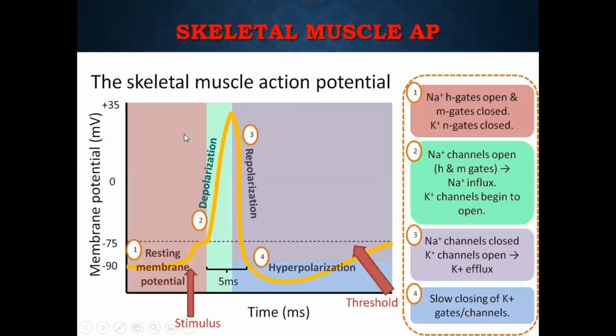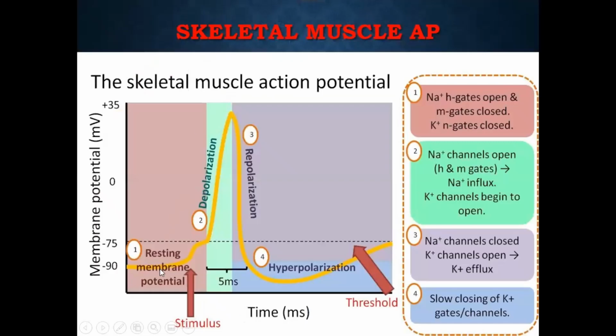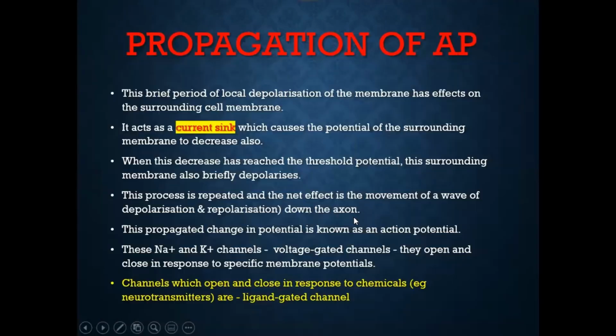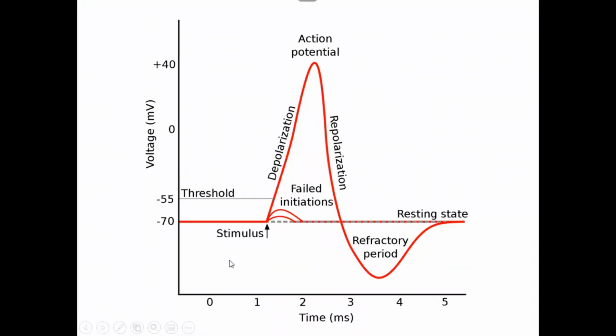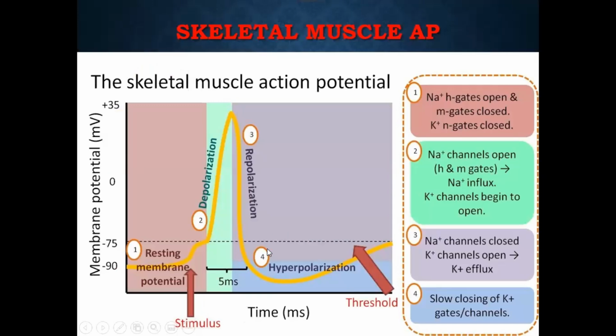Next. Okay, these are all peripheral nerve action potential. The skeletal muscle action potential is exactly the same morphology as your peripheral nerve action potential. But the only difference is your peripheral nerve action potential is very brief. If you look at it, from here to here is only 1 to 2 milliseconds. It's a very brief period of action potential. But your skeletal muscle action potential is slightly longer, where it can go up to 5 to 6 milliseconds.